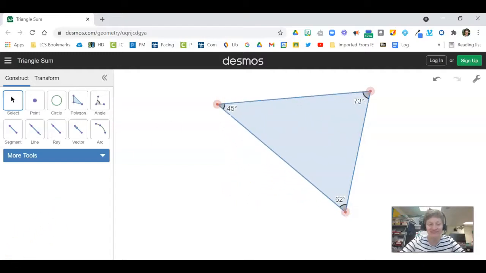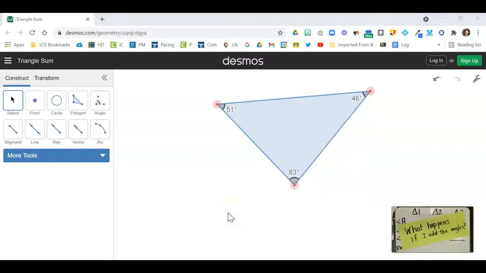What do you wonder? One of the things that I noticed is as I moved those vertices, the angles in the triangle were changing, and it made me wonder this: what happens if I were to add the angles, if I were to find the sum of all the angles? So I decided I would do a little investigation, and I want you to tell me if we notice anything, if we discover anything. I have a chart, and we're going to record the angles in this first triangle that I'm making.